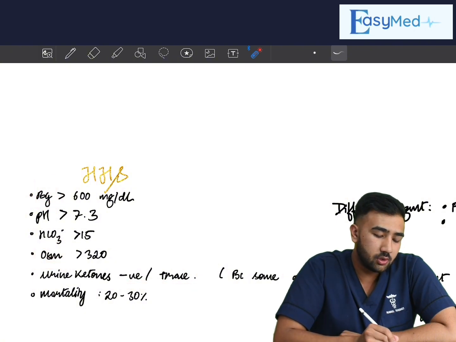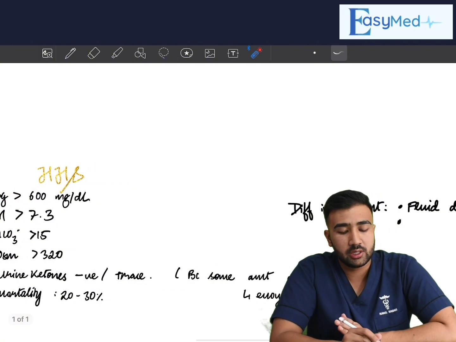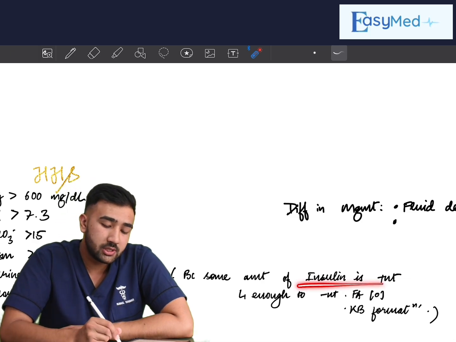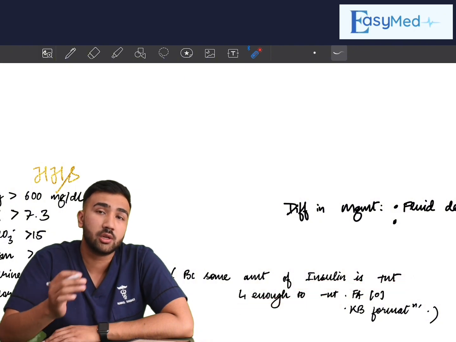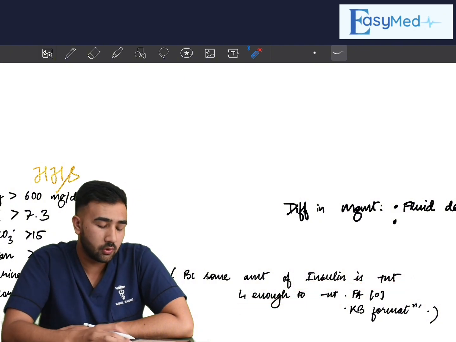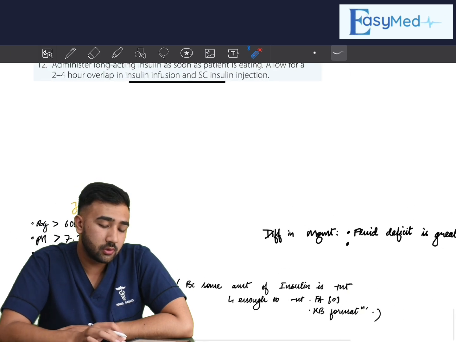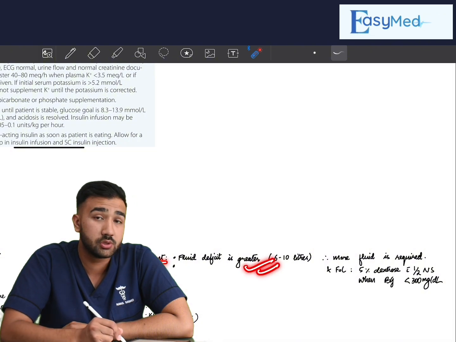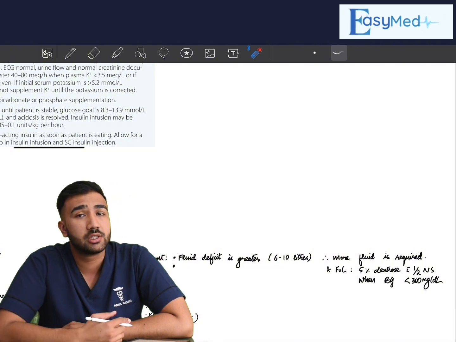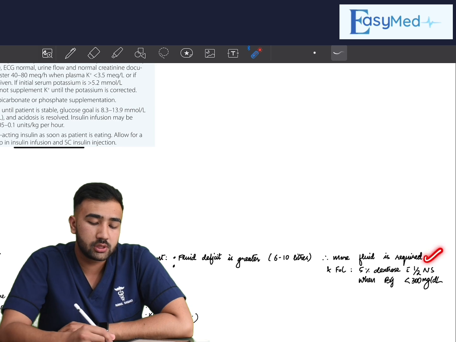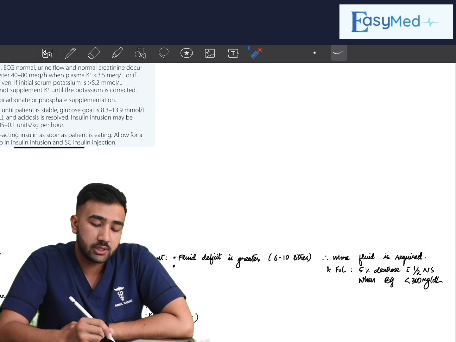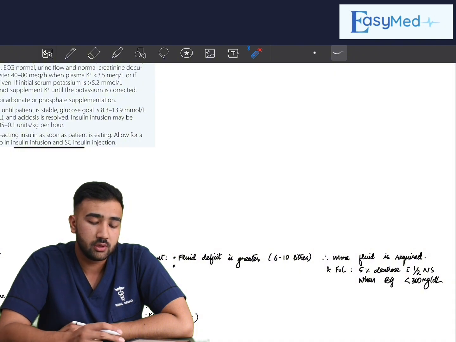Urine ketones are negative or trace because अघि DKA मा चाहिँ नि insulin को absolute deficiency थियो. That's why there was ketone bodies. But यसमा चाहिँ insulin present हुन्छ नि त, and it is present in an amount which is enough to prevent fatty acid oxidation and ketone bodies formation. त्यही भएर चाहिँ urine ketoneहरु negative हुन्छ है त. And difference in management is that fluid deficit is usually greater in case of HHS and dehydration पनि धेरै हुन्छ. त्यही भएर fluid चाहिँ नि एकदम important in case of HHS as well. Fluid of choice is 5% dextrose with half NS.